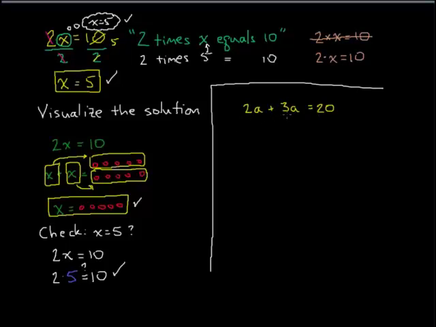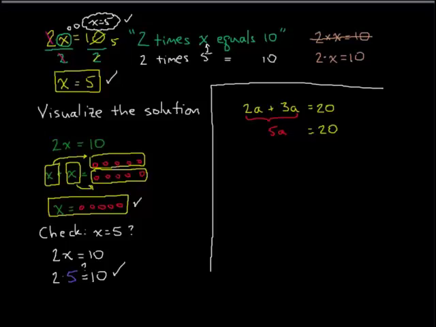Well, this doesn't look exactly like what we started with before, where we have a number times the variable equals a number, but we're pretty close to that. If we have something like 2 apples and then we add 3 apples, we end up with 5 apples. So if we have 2 a's and then we add that to 3 a's, we will end up with 5 a's, or just 5a. And so 5a equals 20. Now we have an equation very much like what we had before with 2x equals 10. In this case, now it's 5a equals 20.